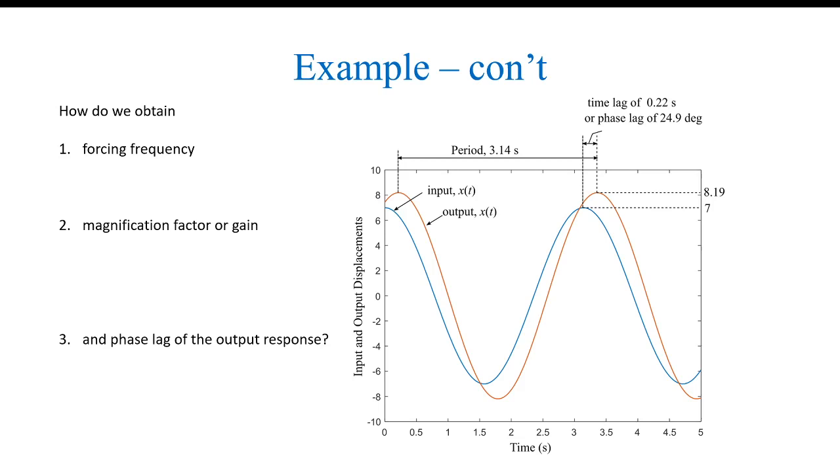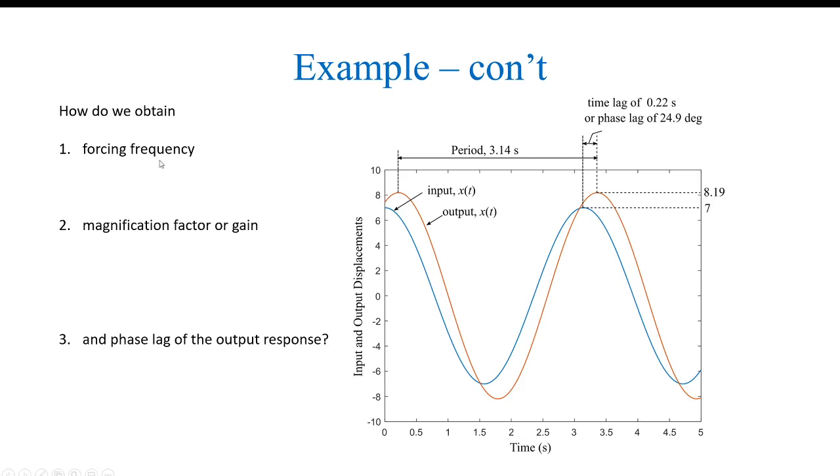How do we do that? First we read the input amplitude, which is 7 right here, and then we read the output amplitude of 8.19. The gain, and I'm answering the second question first, is the output amplitude divided by the input amplitude. So 8.19 divided by 7 will give you the gain.